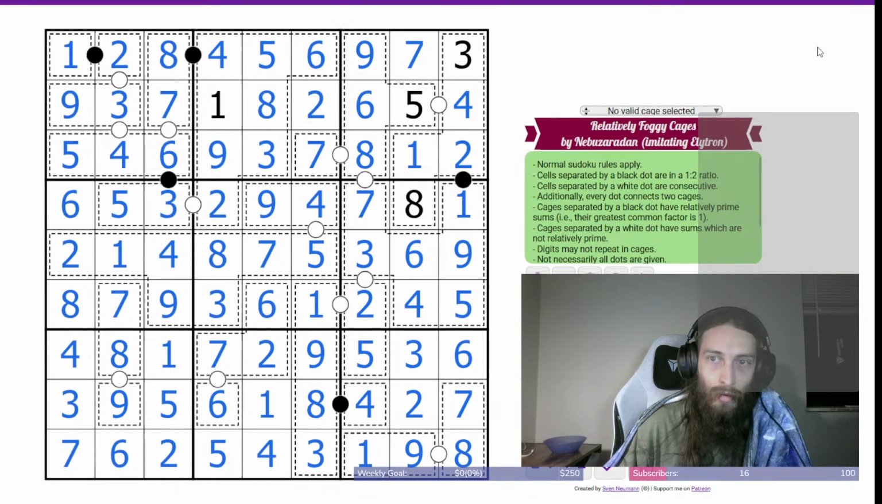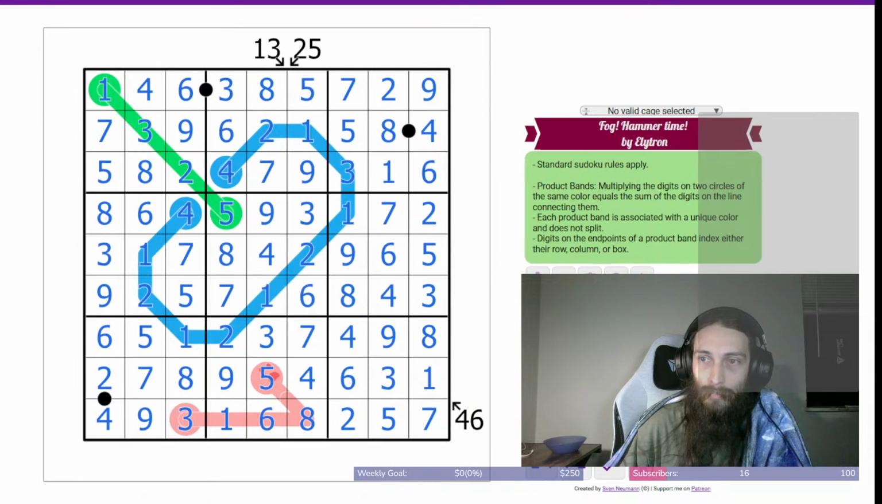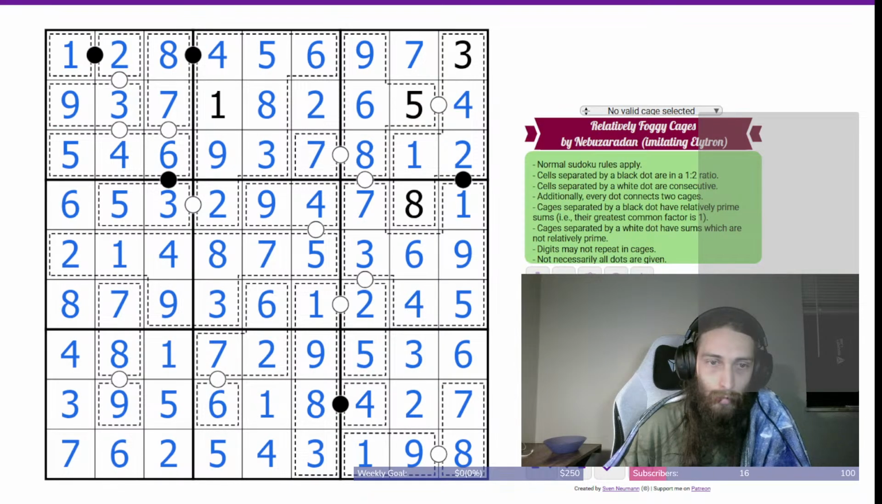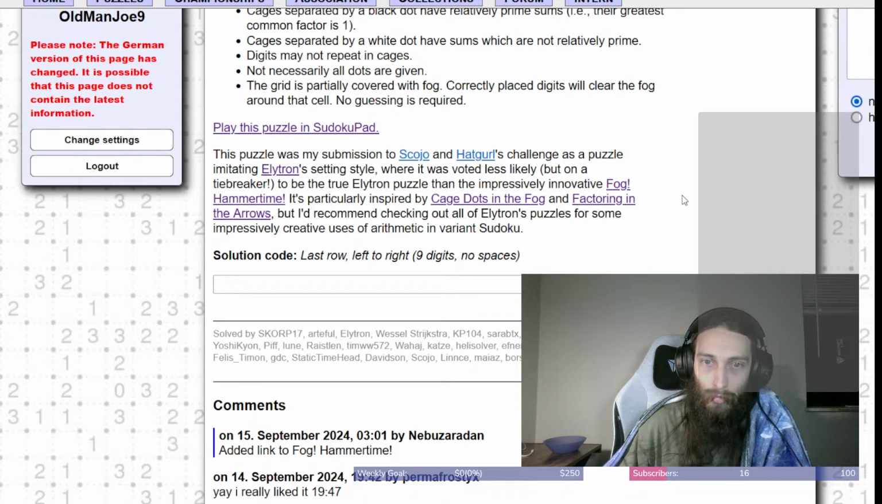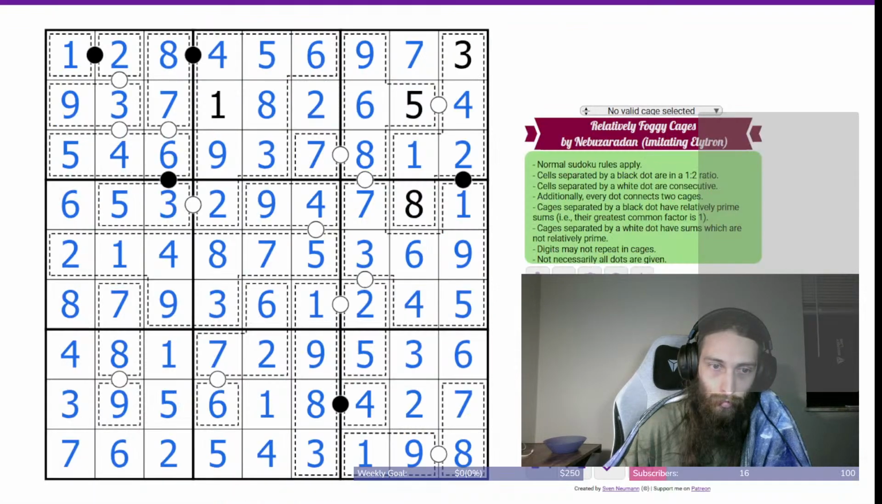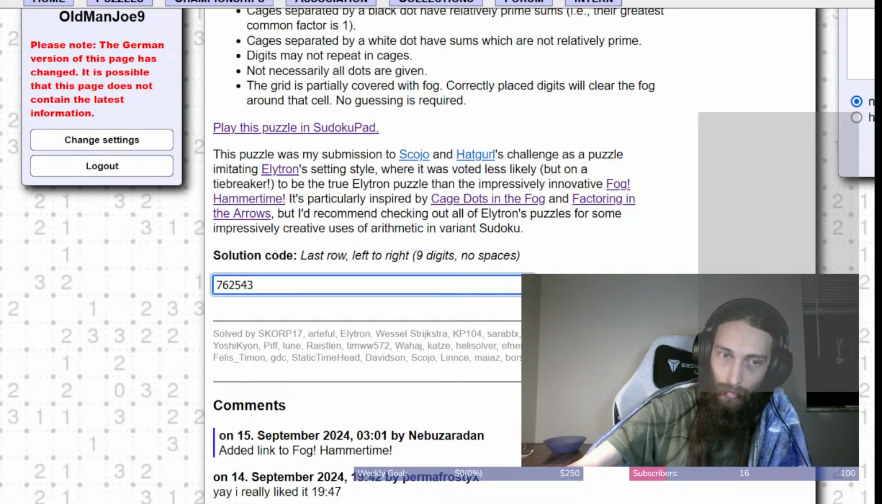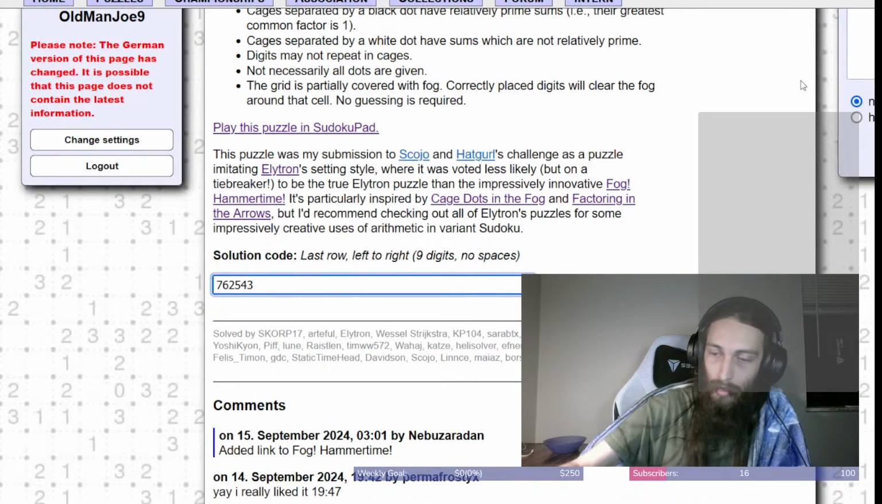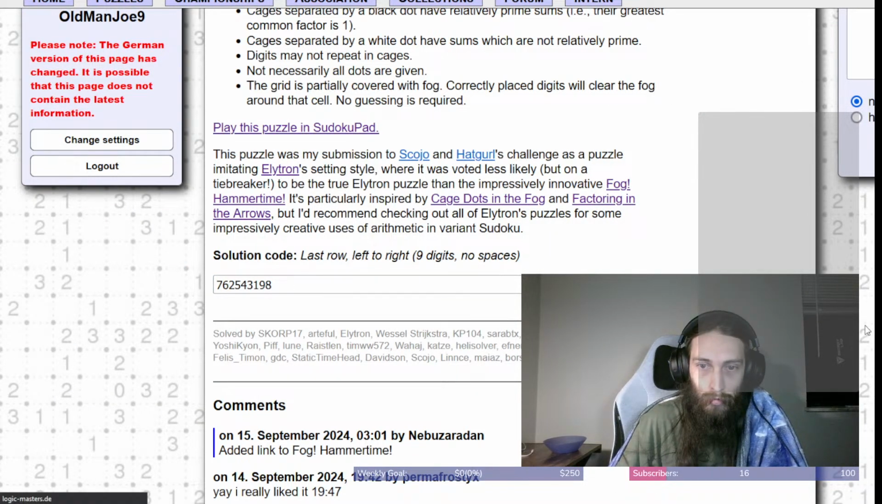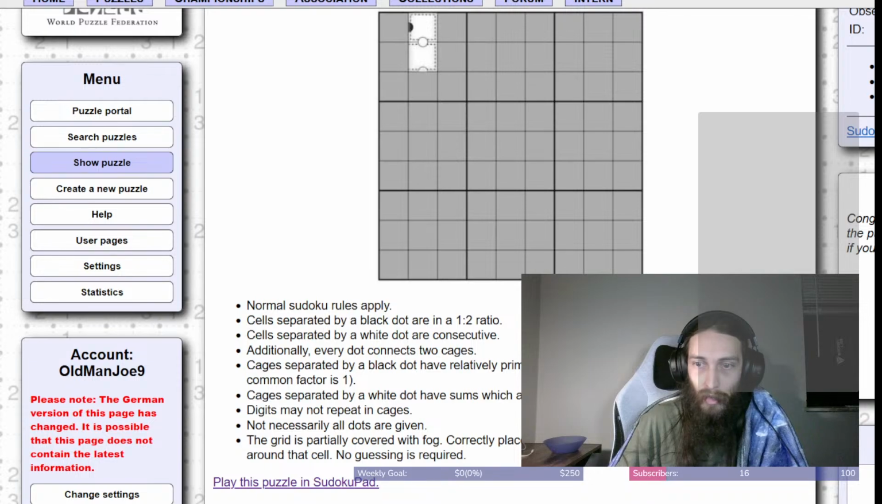Sweet. That one took us a little less time than Fog Hammer time, but I don't know if I would consider it easier. Last row, left to right: 7, 6, 2, 5, 4, 3, 7, 6, 2, 5, 4, 3, 1, 9, 8. Very nice.